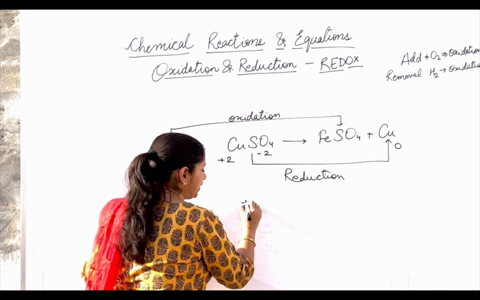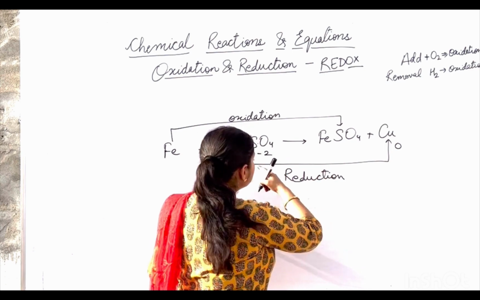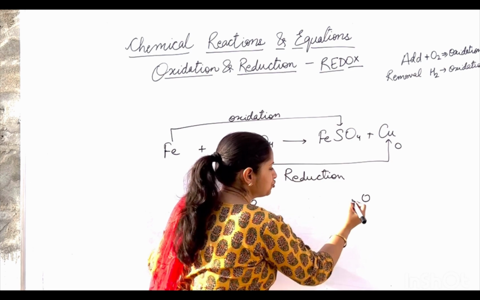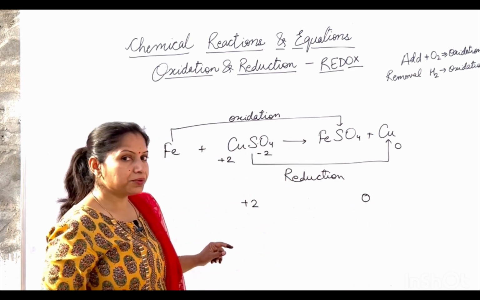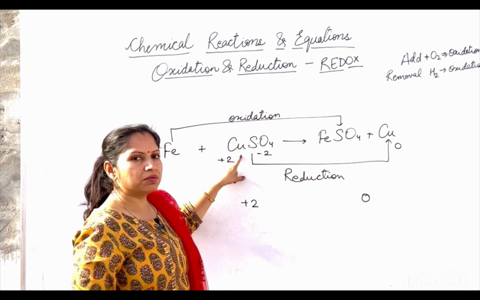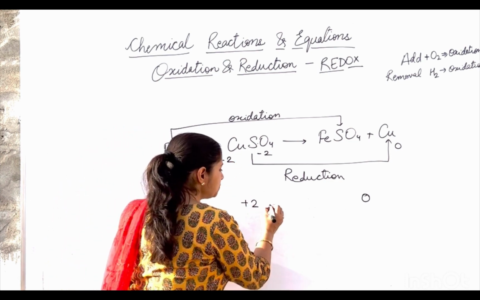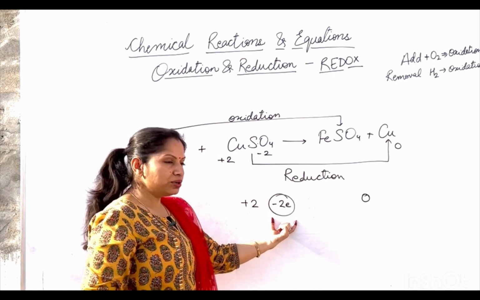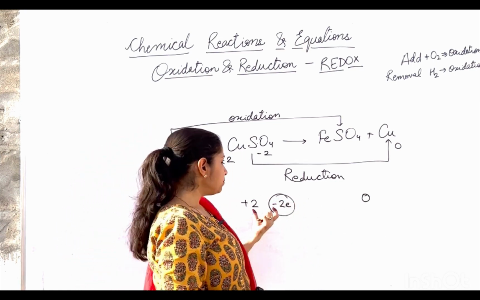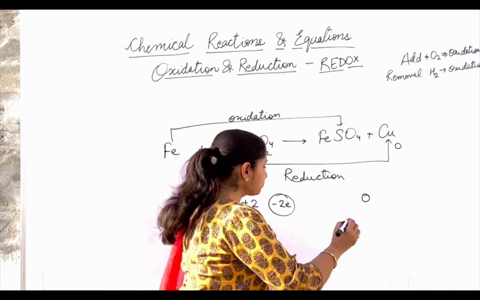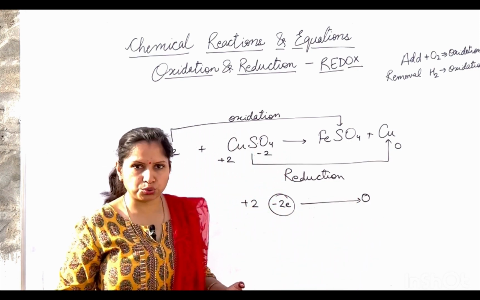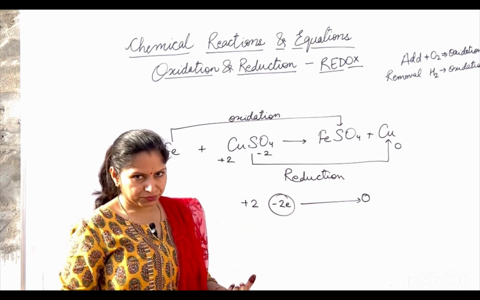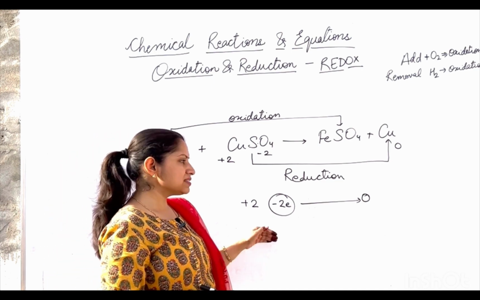So in copper sulfate, copper was having +2 charge, but when copper sulfate undergoes reduction, it forms copper that has 0 charge. This means this copper must have gained 2 electrons, because +2 and -2 electrons become 0. That is why it has become 0. So gaining of electrons is reduction. Just remember, gaining of electrons is reduction.